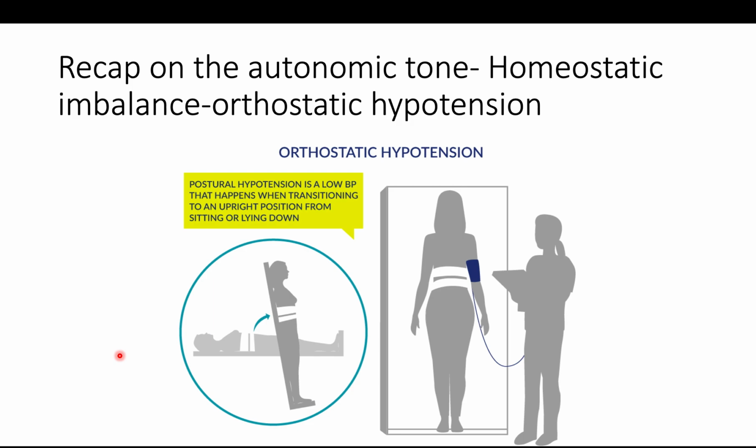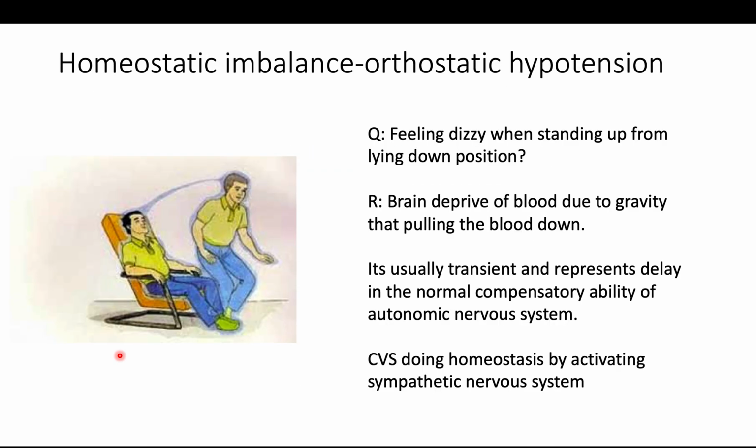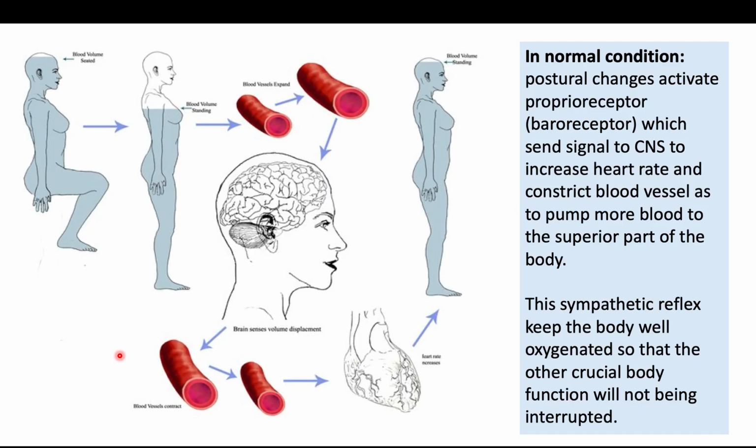Okay. So this is just a recap on the autonomic tone, on the homeostatic imbalance or orthostatic hypotension. Sometimes this rarely happens in a younger person. Basically, it happens in the elderly because there might be something wrong with the autonomic nervous system first, or any other conditions that cause the imbalance in their autonomic control.